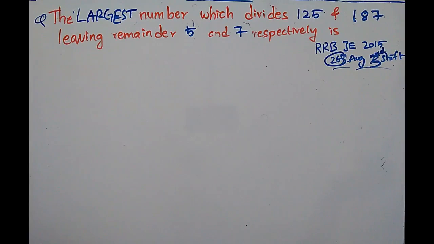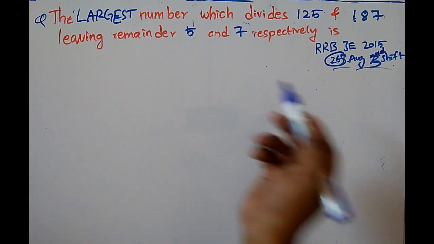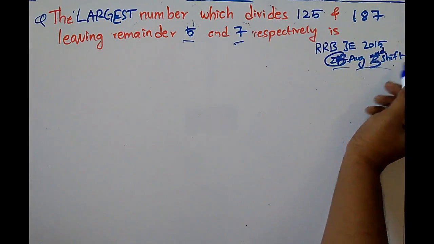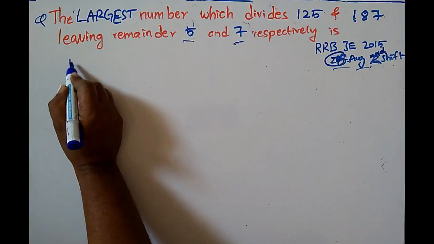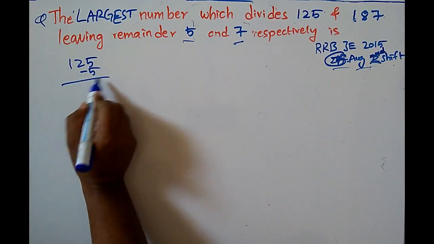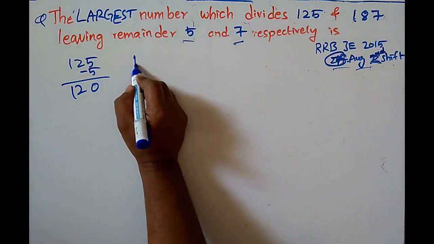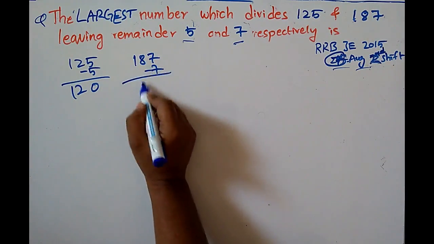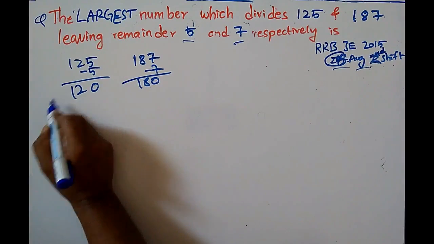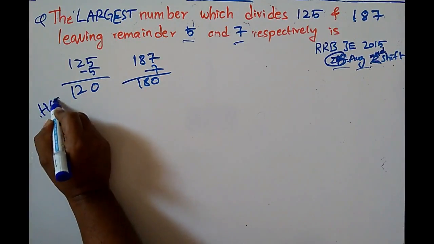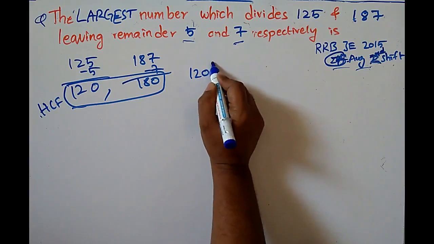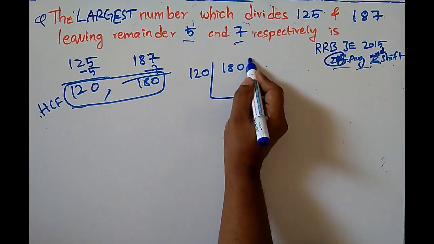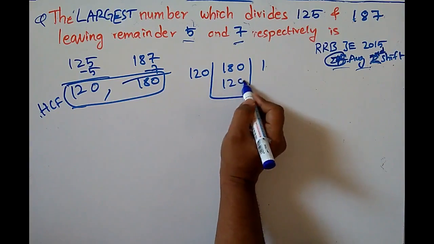The largest number which divides 125 and 187, leaving the remainders 5 and 7, from August second shift, friends. So if we take the first number and remove the remainder, we will get 120. Take the second number and subtract the remainder, we will get 180. We have to find the largest number. In the sense, we have to find the HCF of 120 and 180. So by the long division method, we will divide 180 by 120.